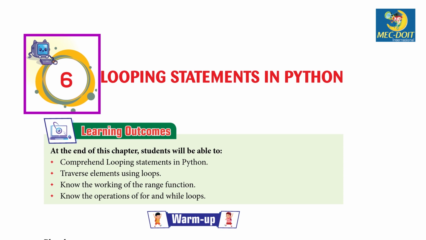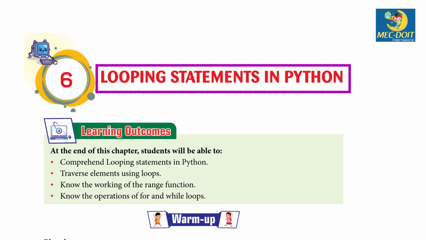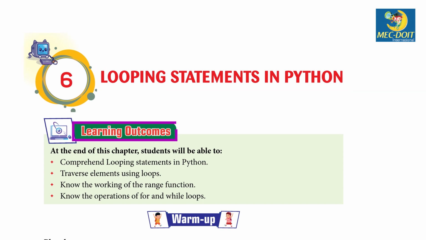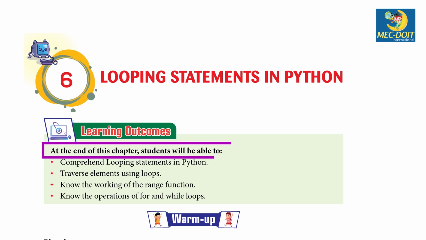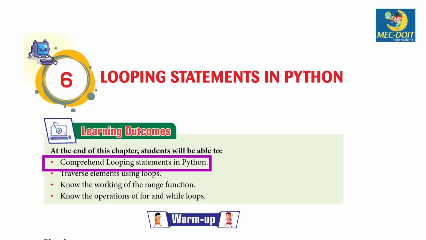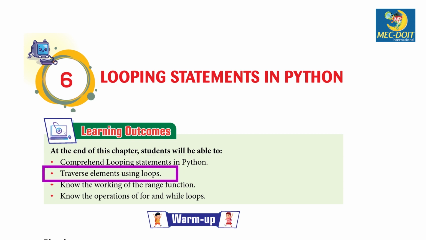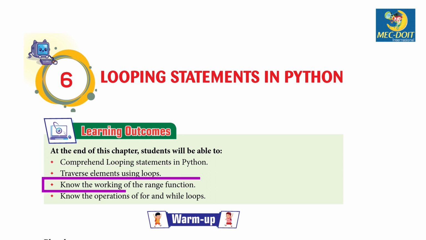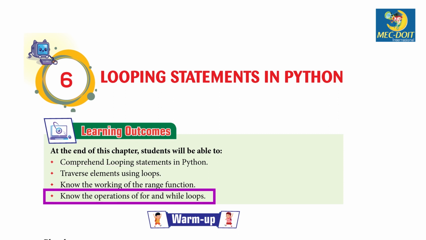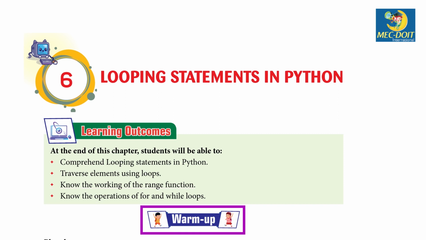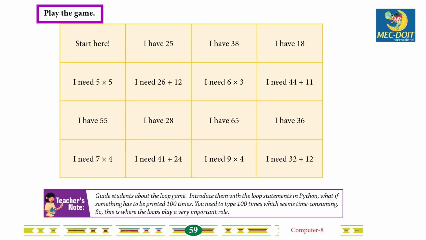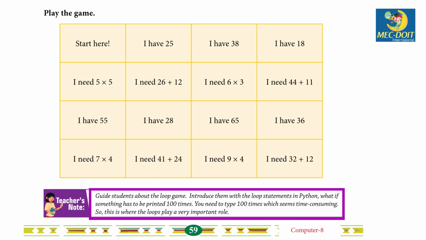Chapter 6: Looping Statements in Python. Learning Outcomes. At the end of this chapter, students will be able to comprehend looping statements in Python, traverse elements using loops, know the working of the range function, and know the operations of for and while loops. Warm up: play the game. Teacher's note: guide students about the loop game.